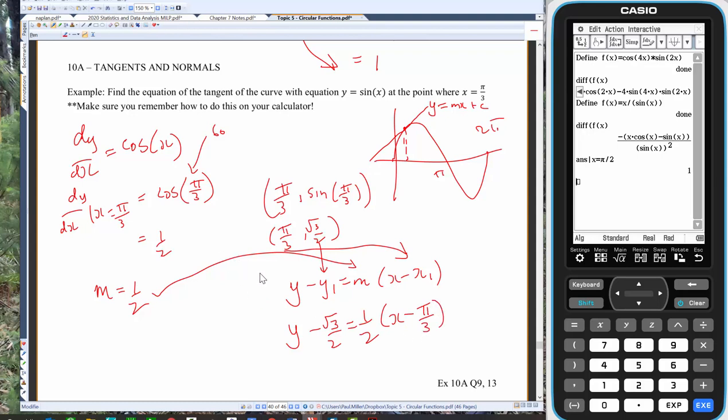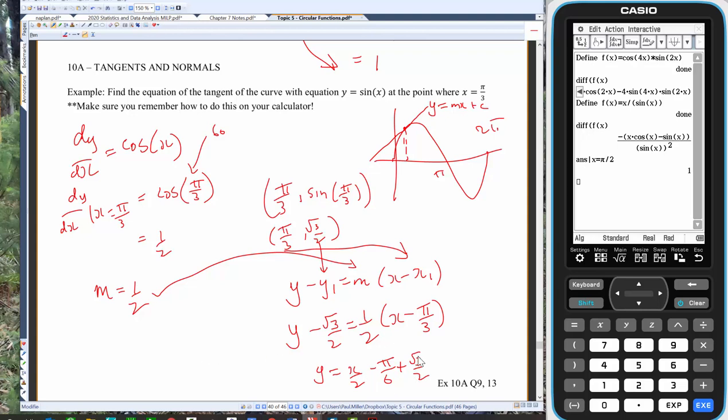All right, that's not good enough, I don't think, for a finalized equation. So what we're going to do is just expand this out and then add root 3 on 2 to the result. So I'm going to say that I've got y equals x on 2, take away pi on 6 plus root 3 on 2. All right, and that's our tangent with a gradient of a half and a y-intercept of negative pi on 6 plus root 3 on 2.